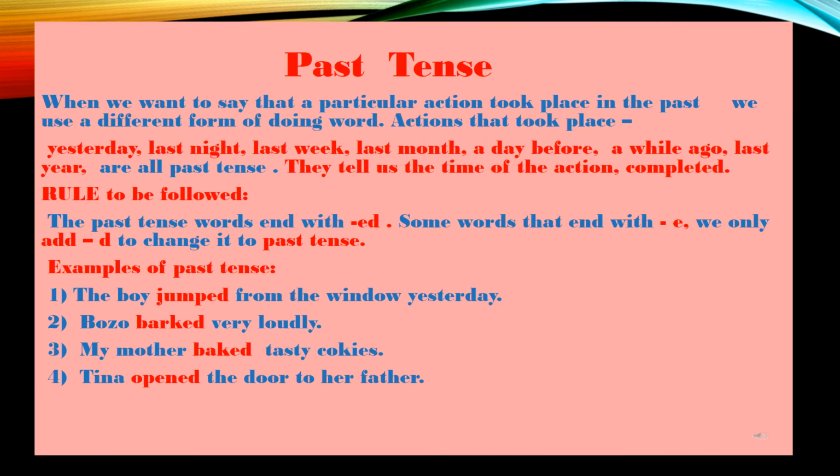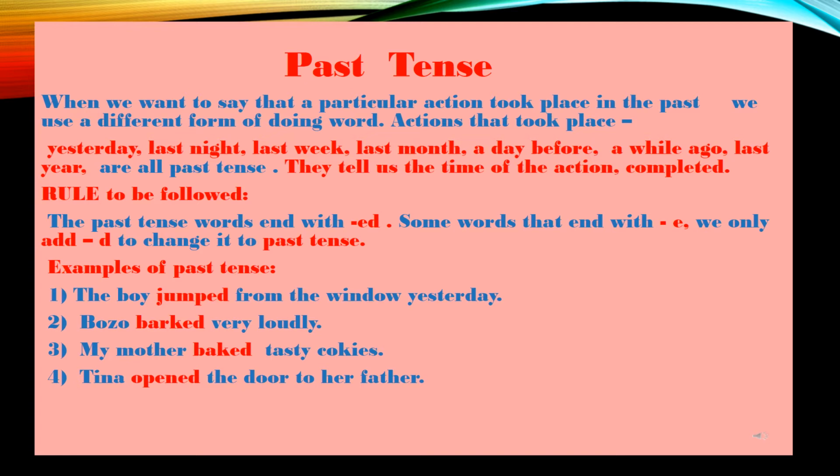Now we move on to past tense. When we want to say that a particular action took place in the past, we use a different form of doing word. Actions that took place yesterday, last night, last week, last month, a day before, a while ago, last year are all past tense. They tell us the time of the action completed.